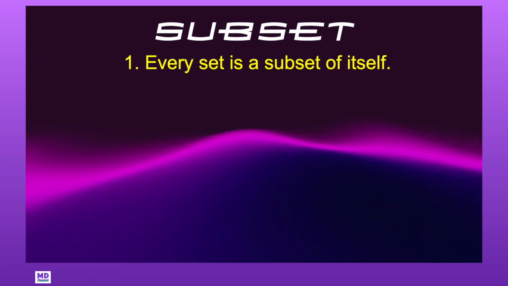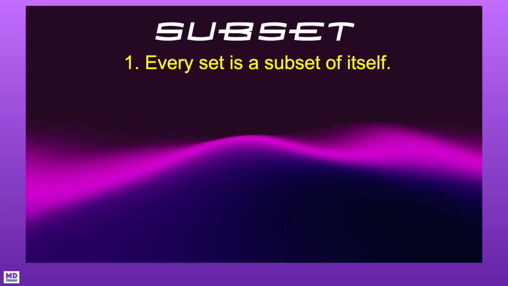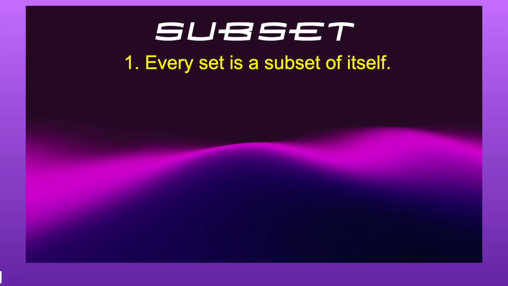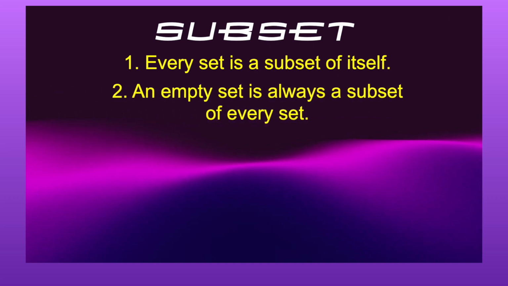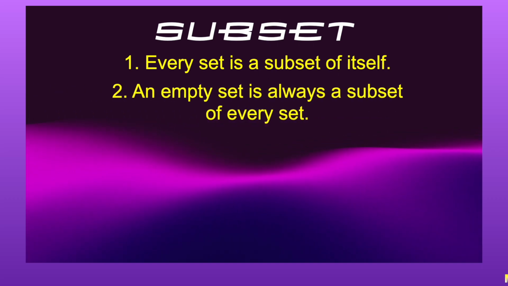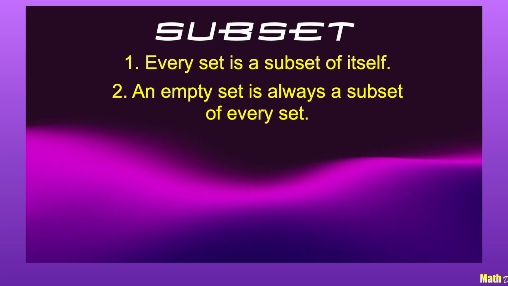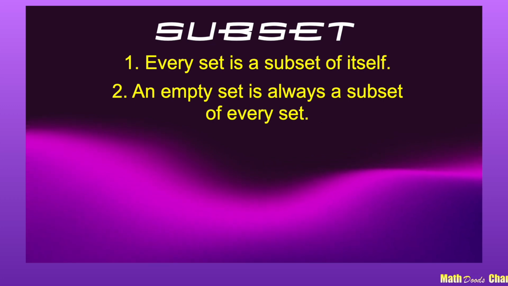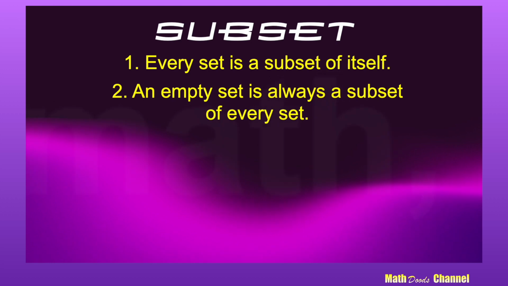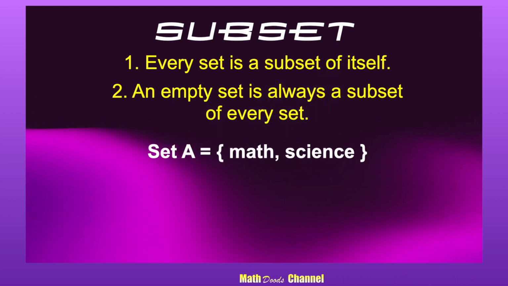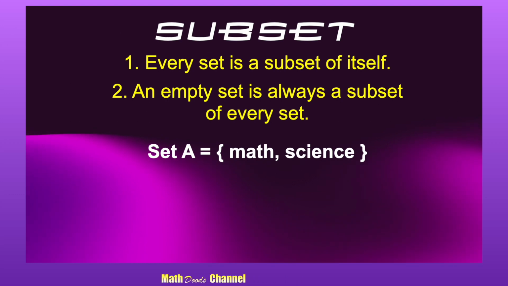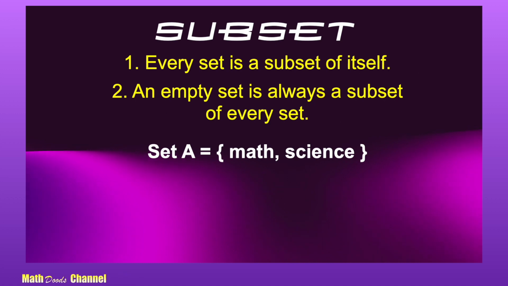These are important facts about subset. Number 1, every set is a subset of itself. Number 2, an empty set is always a subset of every set. So, for example, set A has 2 elements, math and science. So, what are the subsets of set A?